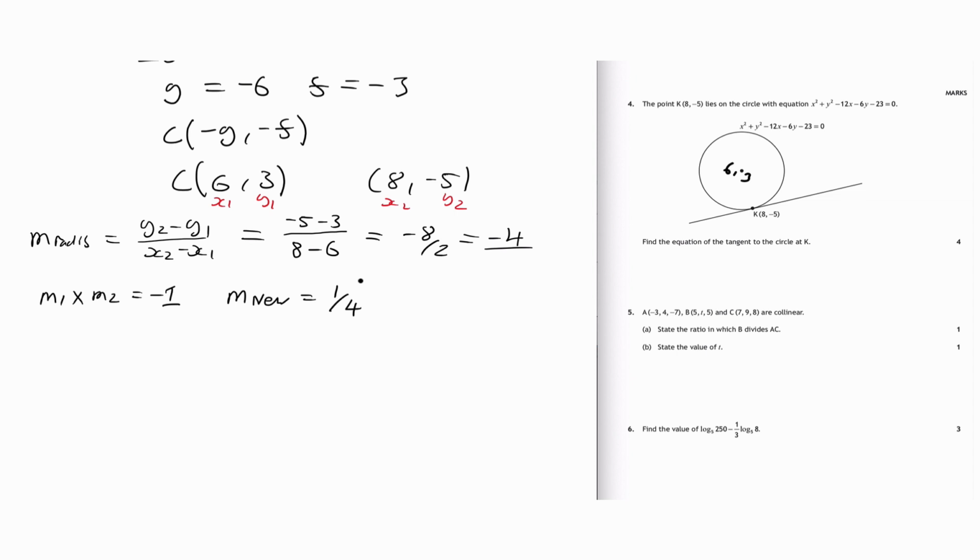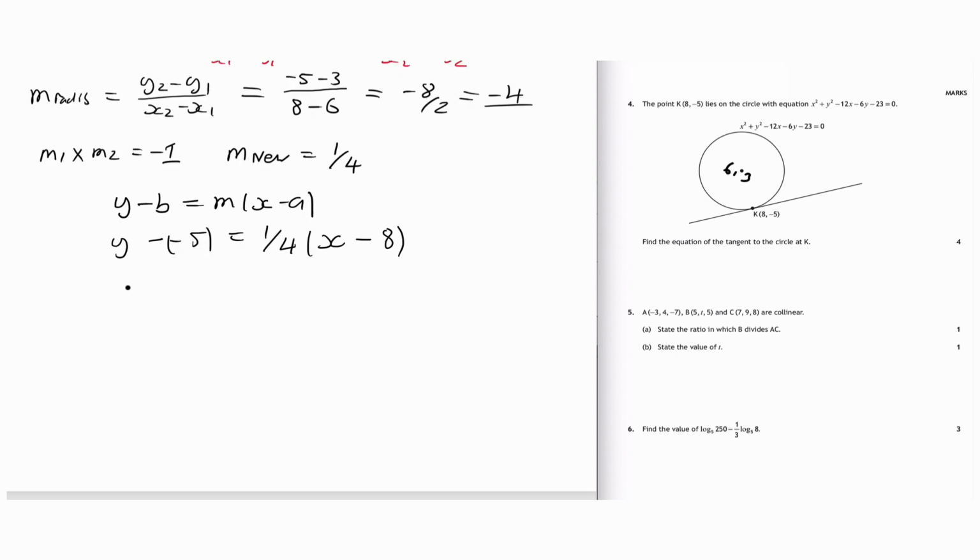Okay, so now that we have all this information, we can finally start to put together the equation of the tangent. So we do y minus b equals m times (x minus a). And we're going to make sure we use this point here, because that is the point that lies on this line. So y minus minus 5 equals 1 over 4 times (x minus a, which is 8).